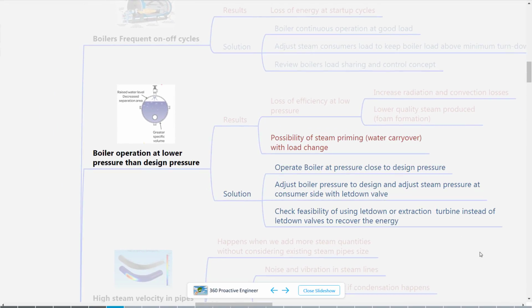The solution will be operating the boiler at pressure close to design pressure to ensure stable leveling inside the boiler and optimum operation, adjusting the boiler pressure at the design, and also using let-down valves near the consumer to adjust the steam pressure to the required pressure. We can also check the feasibility of using a let-down extraction turbine instead of a let-down valve to recover this energy rather than losing it across the valve.